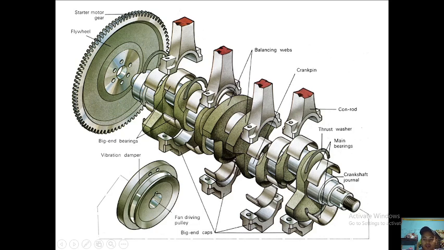On the other end of the crankshaft, we have here the vibration damper. This one will absorb or dampen the vibration in the crankshaft during rotation. And you can also equip a fan driving pulley. For some engines that use a fan, they can put a pulley in here.